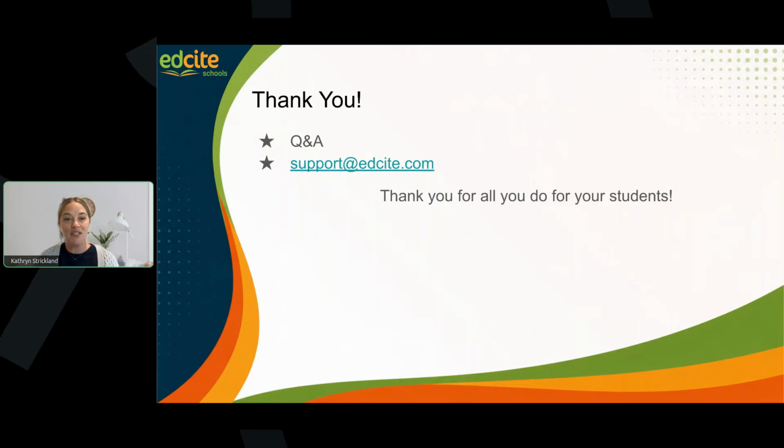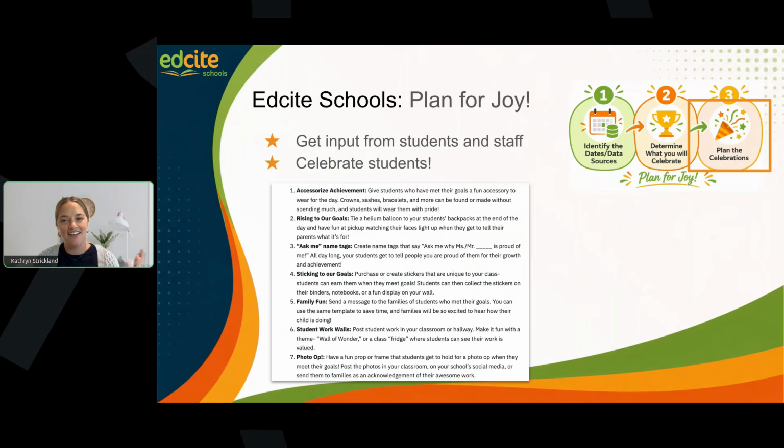So that's really it, right? Those are the 3 steps. It's not anything you haven't heard of before, but I did just want to highlight, you can identify the dates and the data sources. And then in step 2, you can just go into Edcite's reports and see exactly who the students and staff are that have earned these celebrations that you really want to put on a pedestal and make feel really excited for meeting their goals.